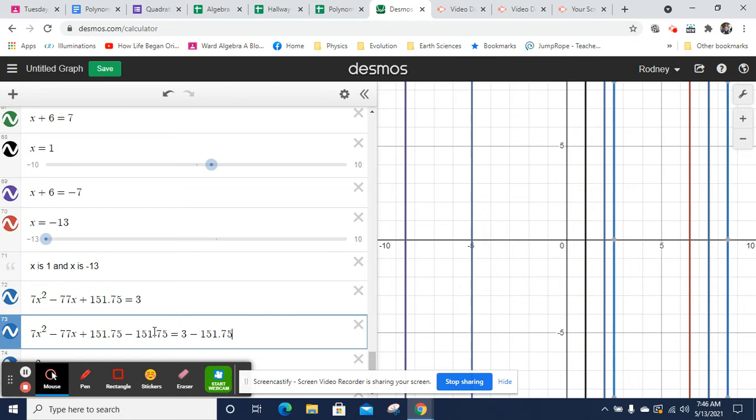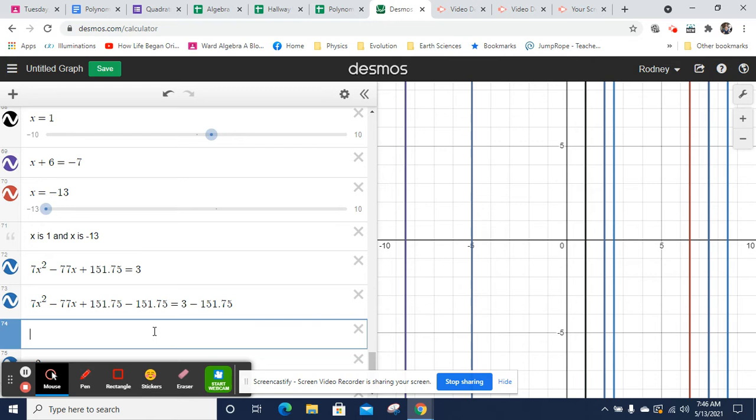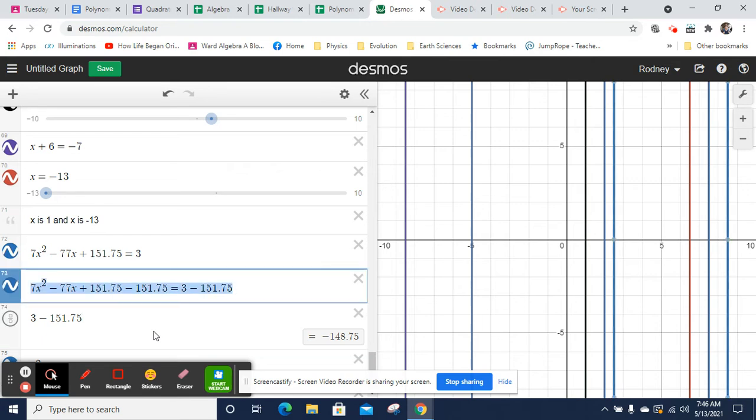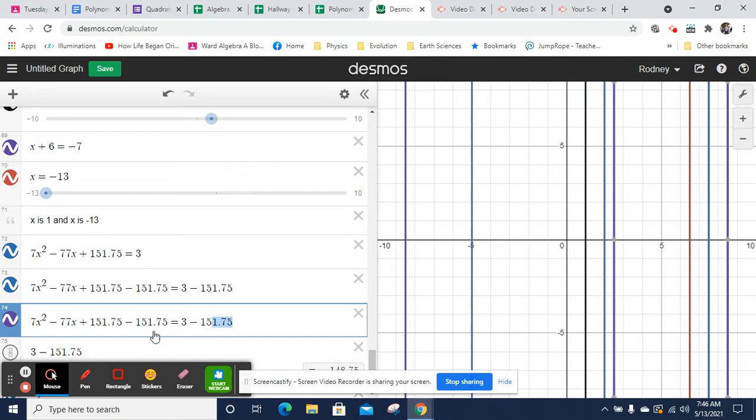151.75 from both sides. Okay. And let's see, 3 minus 151.75 is negative 148.75. So let's deal with that. So that's negative 148.75. And on the left, this just goes bye-bye.